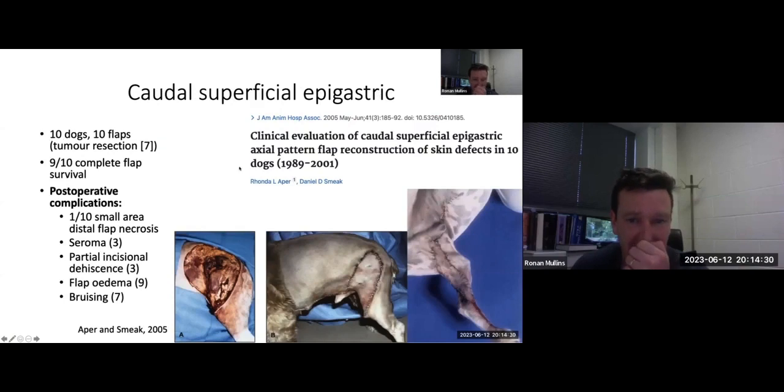So this is that APPER study. They had 10 dogs, 10 flaps, 90% of which had complete flap survival.